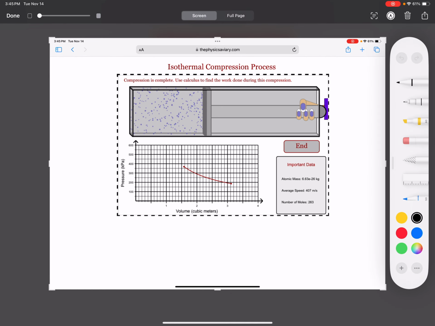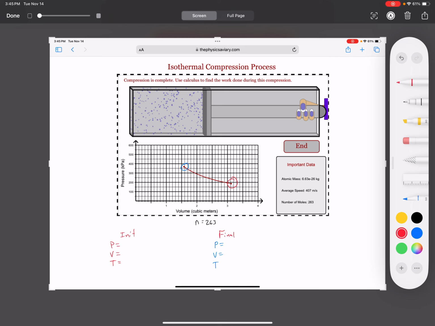Okay, so I took a screenshot, and what I would suggest doing is recording the number of moles. In this case, it's 263. I would then list the initial and final conditions of the gas. The initial would be your starting point. You want to write down your pressure, your volume, and calculate your temperature. The final condition is at the end. Again, you want to write down your pressure, your volume, and calculate your temperature.